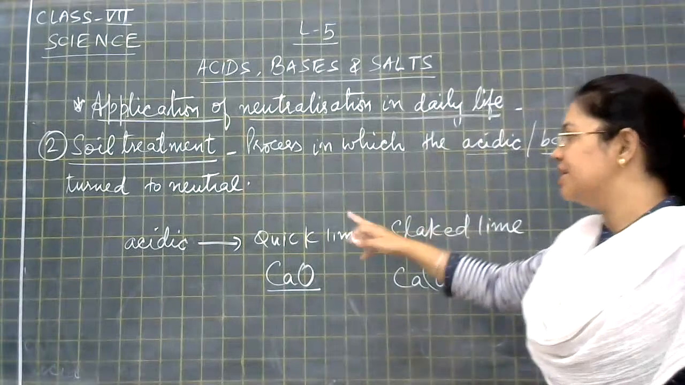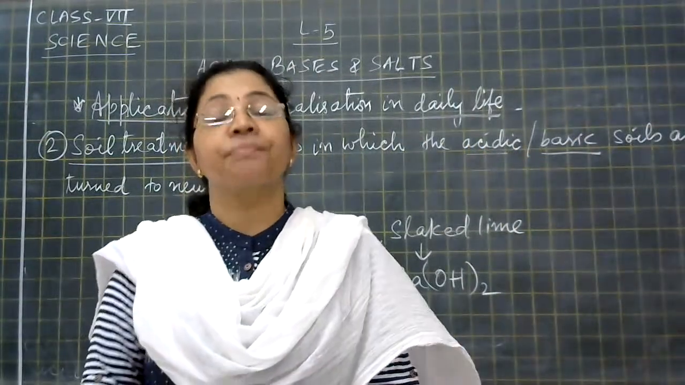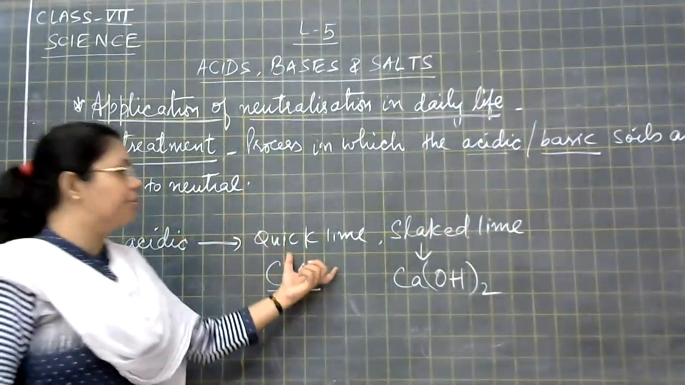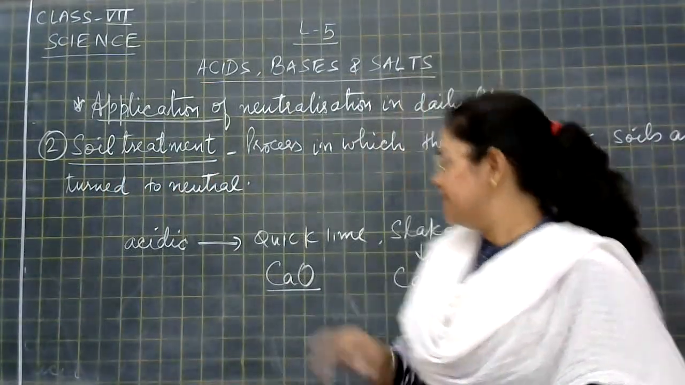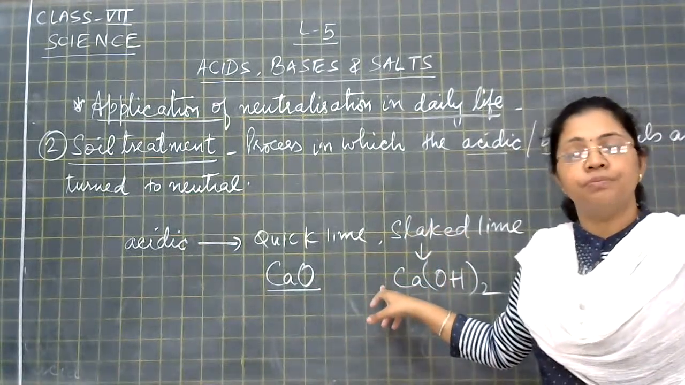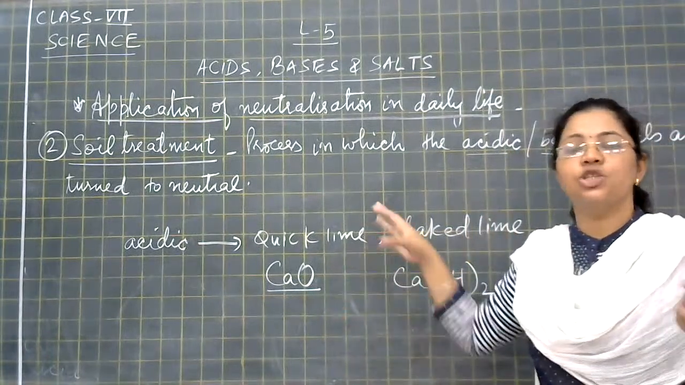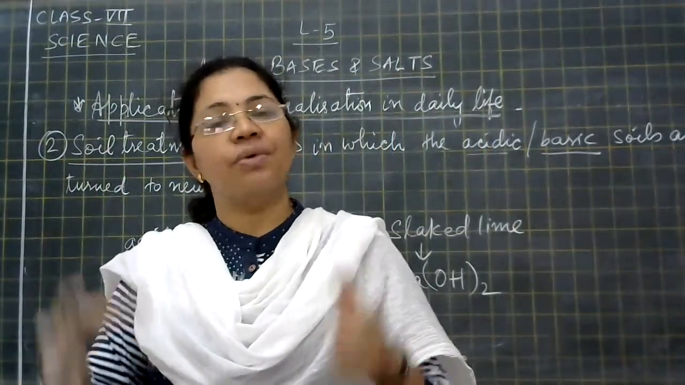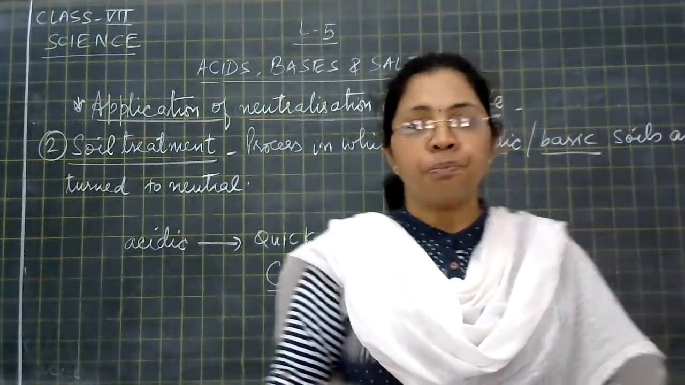So generally for treating acidic soil, if the soil of your field has become very acidic, we have to neutralize it. So what do we do? We mix quicklime or slaked lime into the soil. So what happens? Quicklime and slaked lime both are basic by nature. These two substances together neutralize the extra acids present in the soil, and they make the soil neutral, right?